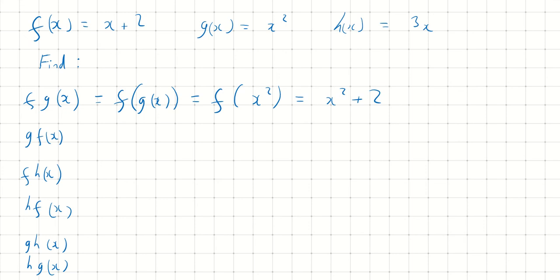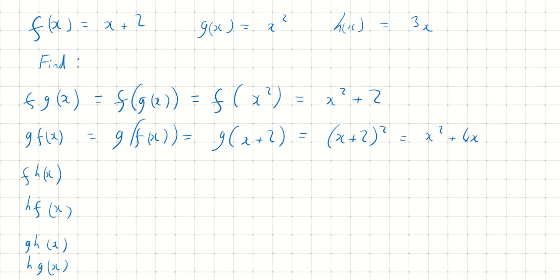Now we have g(f(x)). Well, g(f(x)) is g of f(x). So we're going to first work out what f(x) is. That's x plus 2, and that's going to become our input into g. So now we get g of x plus 2. Well, g(x) is the function that squares, so g of x plus 2 is (x plus 2) squared, which is x squared plus 4x plus 4. And you'll see here that gf and fg are clearly not the same thing, so it is important what order we do these operations. Let's just follow through the other examples then.